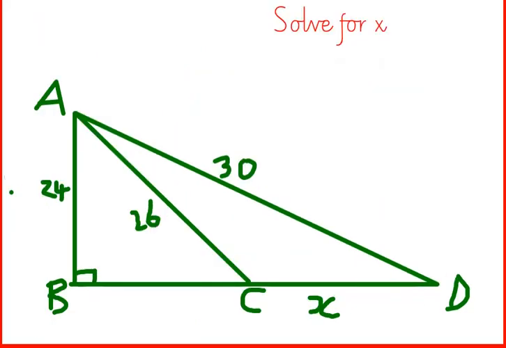So let's look at this one, and it says solve for x. And we can see that x is right there. So let's just circle our x so that we can see where it is. Right there. And so what do we need to solve for x?